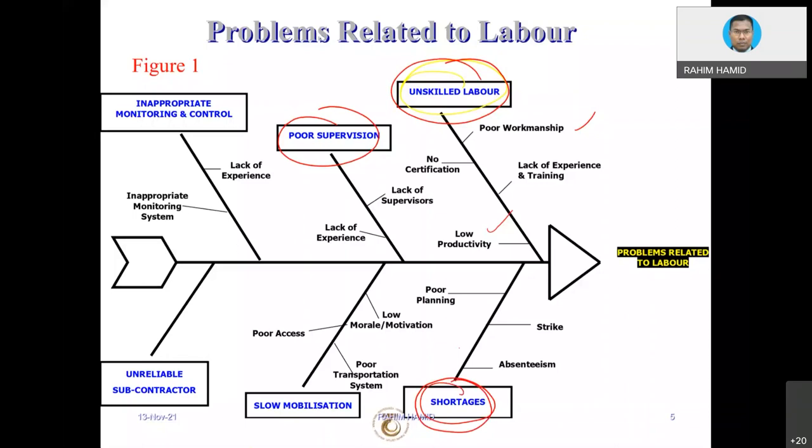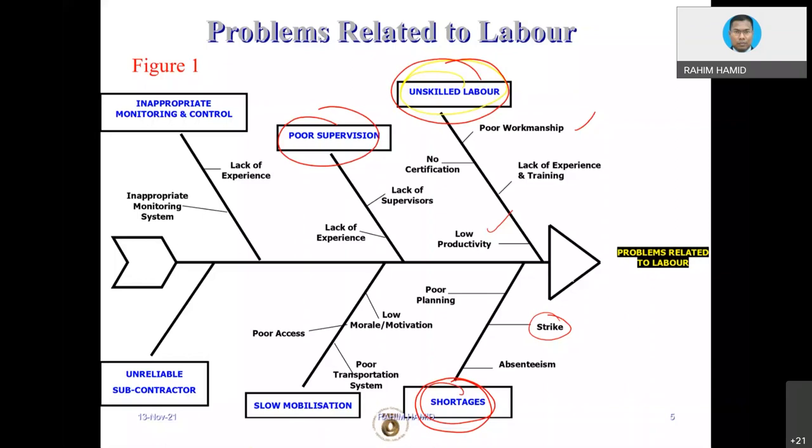Even though we can mention strike, not strike in a big way. In Malaysia, we do not have a strong union, especially related to the construction industry. But sometimes people do protest in a smaller way, if, for instance, they are not getting their salary on time, or if they are not getting the appropriate pay, etc. That will affect the project as well.